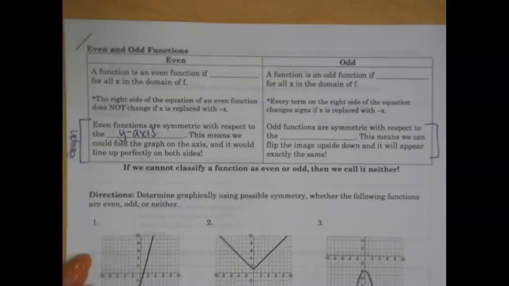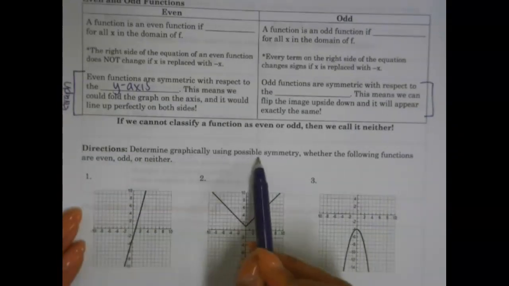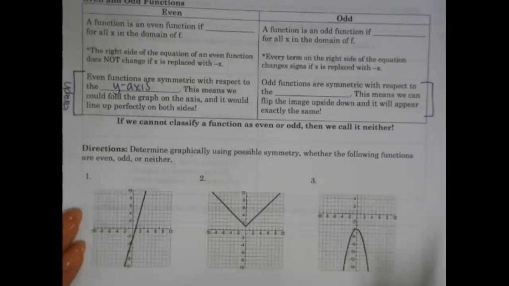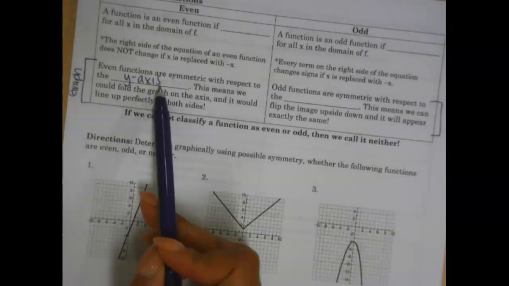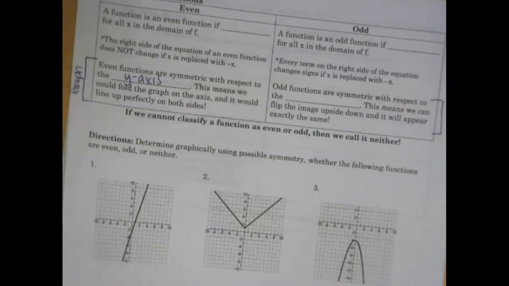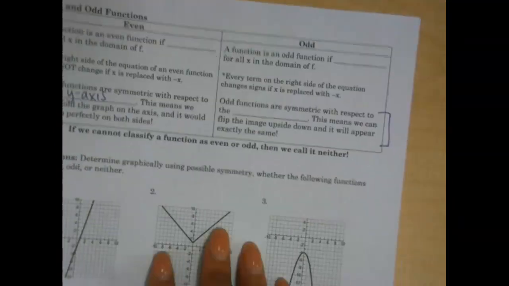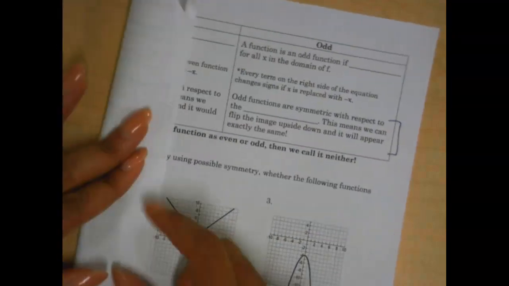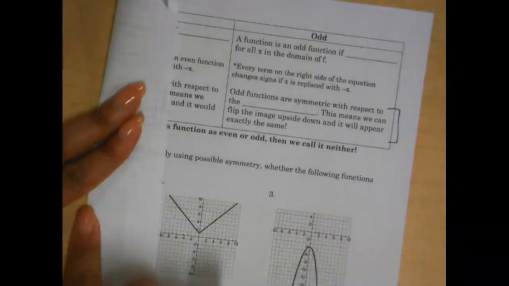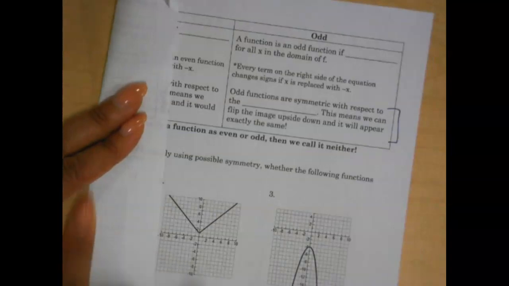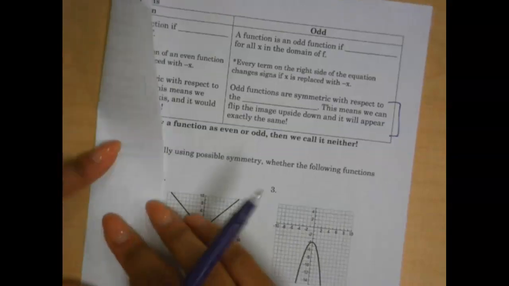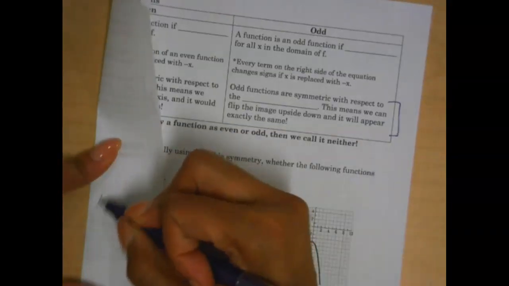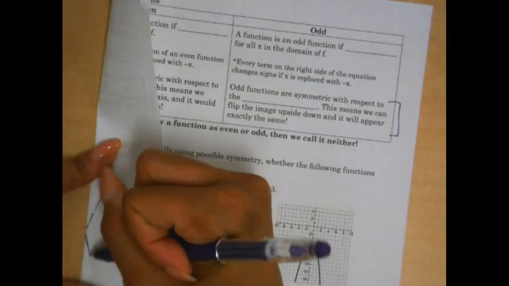So for instance, for question 1, it says determine graphically the possible symmetry, whether the following functions are even, odd, or neither. So if we are saying that this could potentially be symmetric to the y-axis, for me, I'm going to rip this first page off, and I'm going to fold it. I want to see if the line pretty much lands right on top of itself. So I have it folded along the y-axis, and one thing I'm noticing, I don't know if y'all can see it from here, but this is part of my graph, and then this part is here.